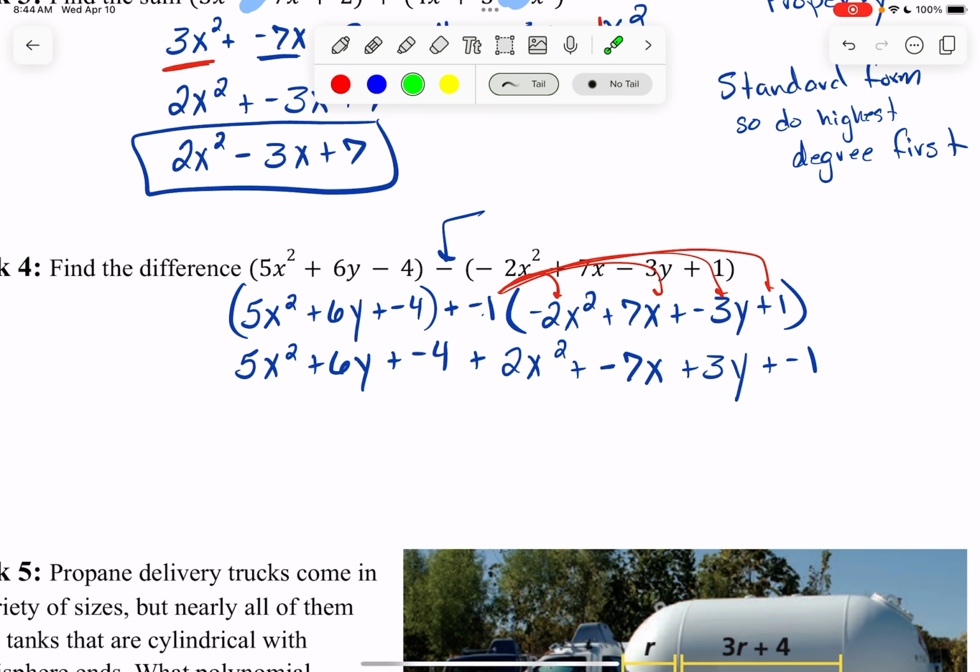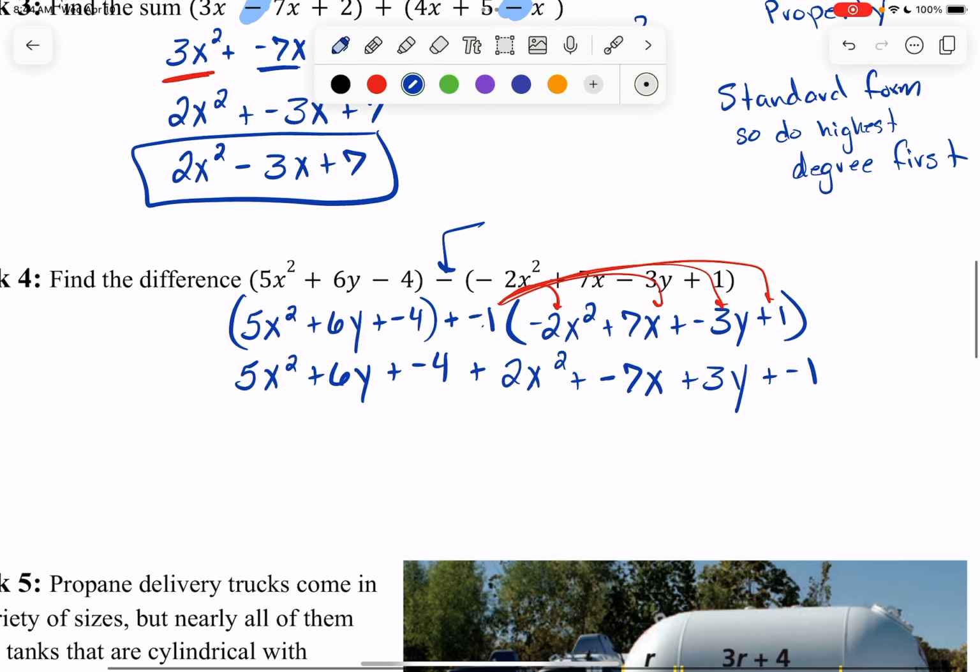So now I just need to identify like terms. And again, it needs to be in standard form. So do highest degree first. Then we go alphabetical. So I have x squared. So let's go ahead and tackle those x squared first. I think those are the only ones. 5x squared and 2x squared is 7x squared.